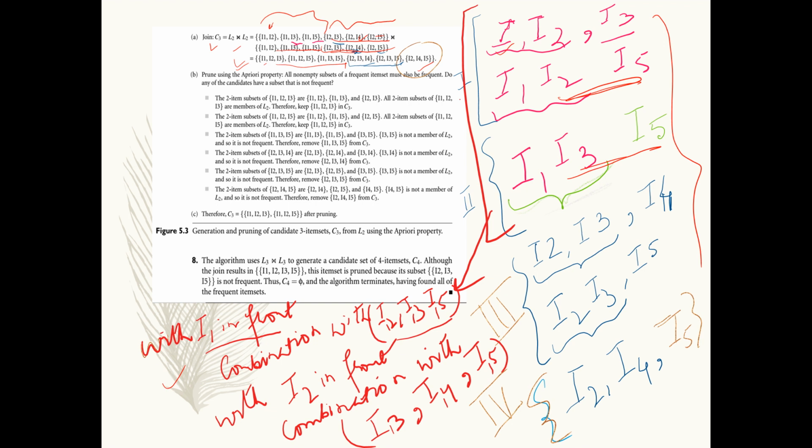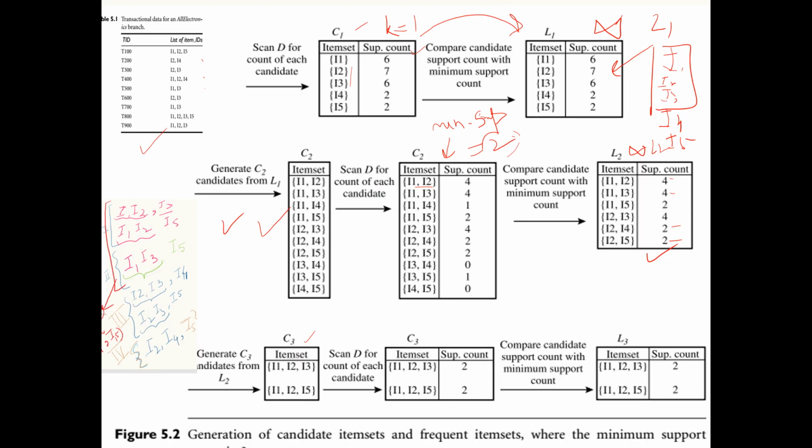Now what do we do with these combinations? Here I've listed these combinations also: the I1 series, combinations starting with I1, and combinations starting with I2. I've pasted it here. From this, we have to now do the selection, the filtering from C3. Which combinations do we take? Scan D for count of each item. How many times has it occurred? So we'll take that.